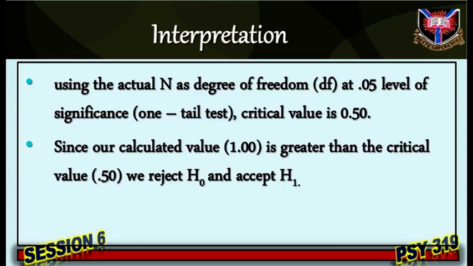Interpretation. Check the statistical table to know whether the obtained calculated value is significant or not using the actual n as degree of freedom at 0.05 level of significance, one-tailed test. The critical value is 0.50. Since our calculated value 1.00 is greater than the critical value 0.50, we reject H0 and accept H1. This indicates that there is a significant relationship between the student test and exam scores. Rho is equal to 1.00, P is less than 0.05.